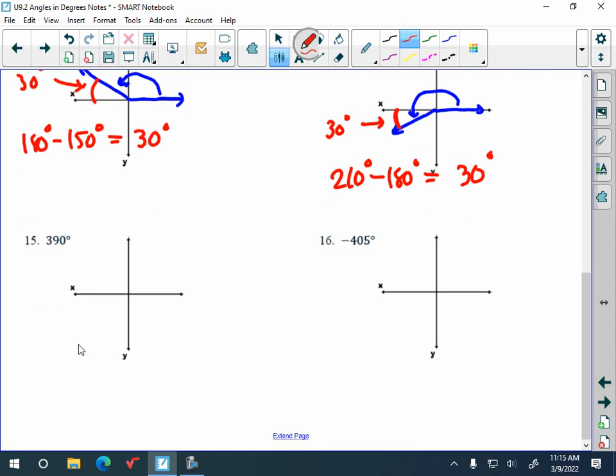All right, so 390 would fall in what quadrant? Okay, 1. All right, so it would look something like this. That's 390. So our reference angle is right here. So what would that angle be? Has to be less than 90, so what would that angle be? 30.